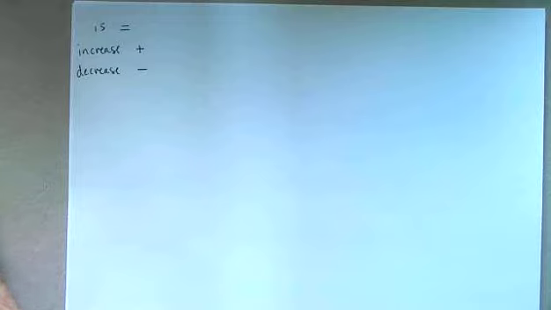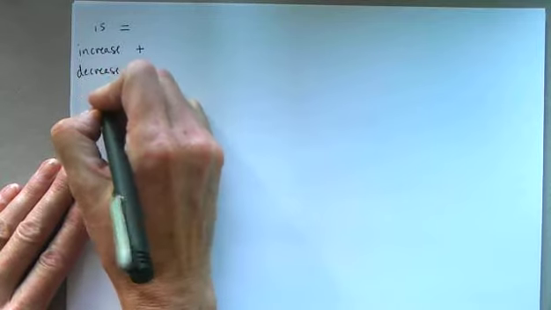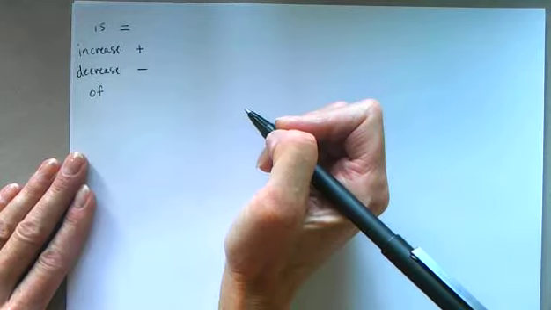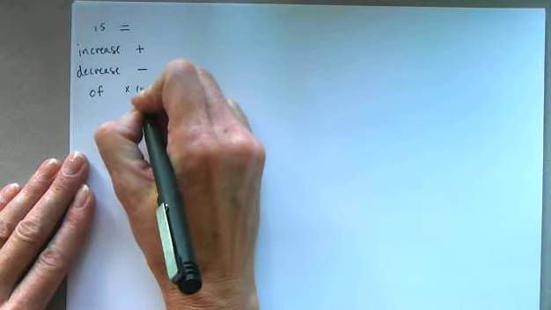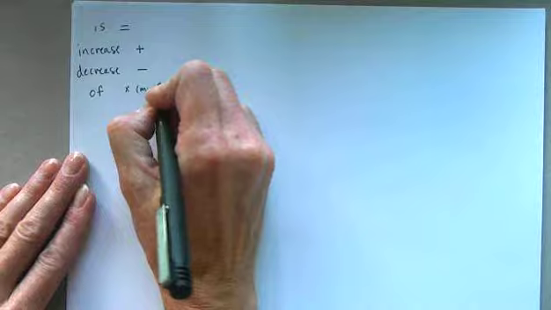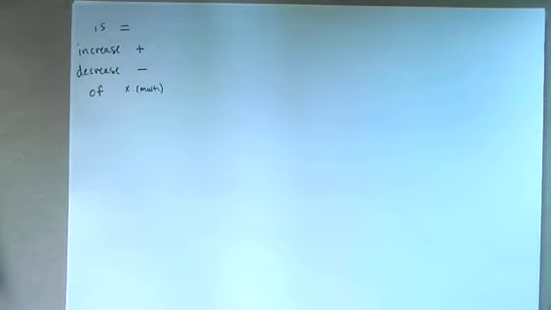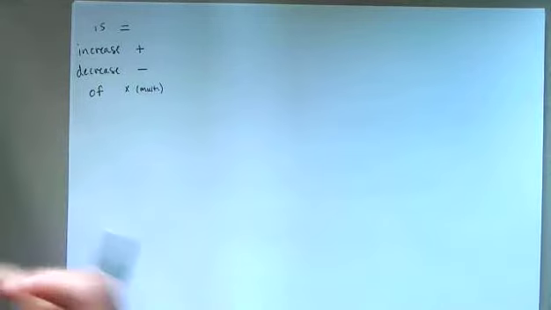But another one is of. If you ever hear the word of in math, we're talking about multiply. So make sure you know that means multiply, not x. There are some words that we can convert to math symbols really easily. And what we're going to do is try to solve these problems together.